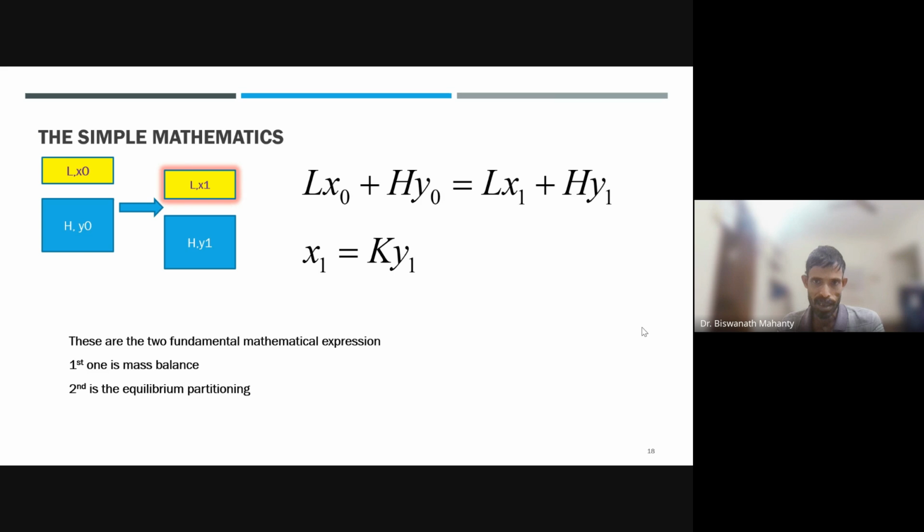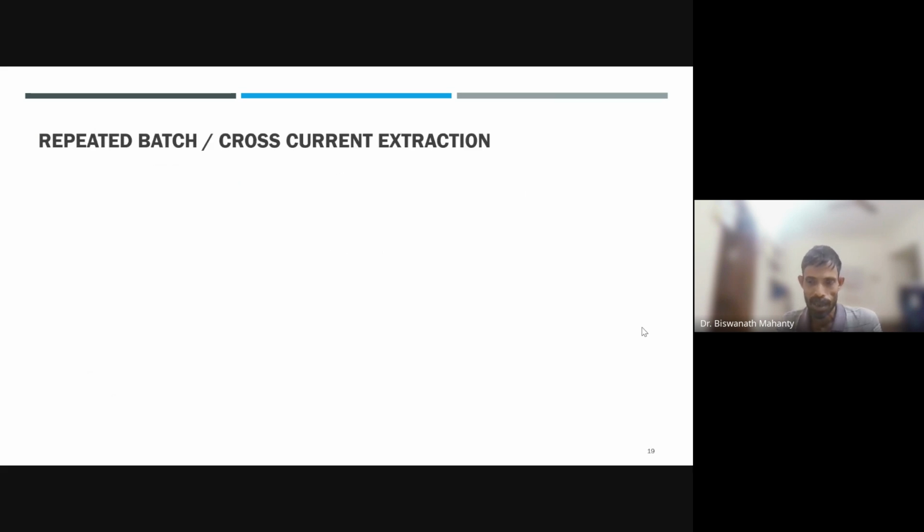In a simple mathematical sense, if I represent the same thing we discussed earlier, with initial x0, y0, and later x1 and y1 after one step of the extraction process, we can use the first one as the mass balance equation and the second one for equilibrium. Now we replace x1, the lighter phase concentration after partitioning. Then if I replace these values there, our equations are more simplified. The same way we can go for batch, cross or counter current extraction, which is a repeated one.